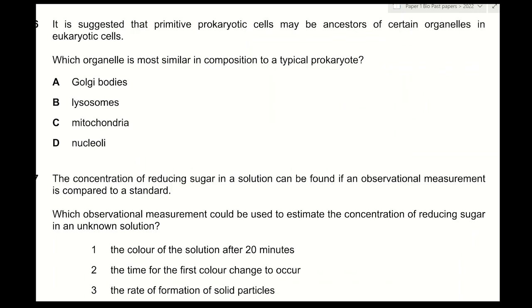Question number 6. It is suggested that primitive prokaryotic cells may be ancestors of certain organelles in eukaryotic cells. Now, this is called the endosymbiont theory. And this theory assumes that some eukaryotic organelles had prokaryotic origins. Now, which organelle is most similar in composition to a typical prokaryote? The only answer that is correct is going to be the mitochondria. The reason for this is that mitochondria contain both circular DNA, which is a prokaryotic feature, and 70S ribosomes, which are also a prokaryotic feature. Therefore, C is going to be the correct answer.